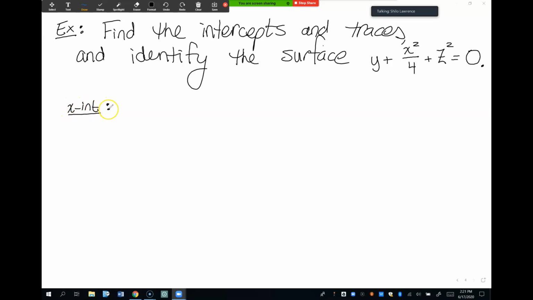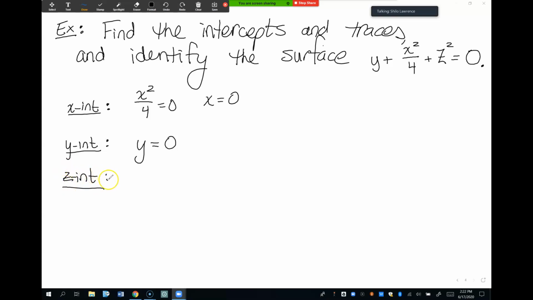For the x-intercept, you're going to let y and z equal 0. All we're left with then is our x term. And if x squared divided by 4 equals 0, that means x has to equal 0. That's the only option. And this is going to actually be true of all of them. For the y-intercept, you let x and z equal 0, and what we're left with is just y equals 0. And for our z-intercept, if you let x and y equal 0, you're left with z squared equals 0, which means z equals 0. So all of the intercepts are 0.